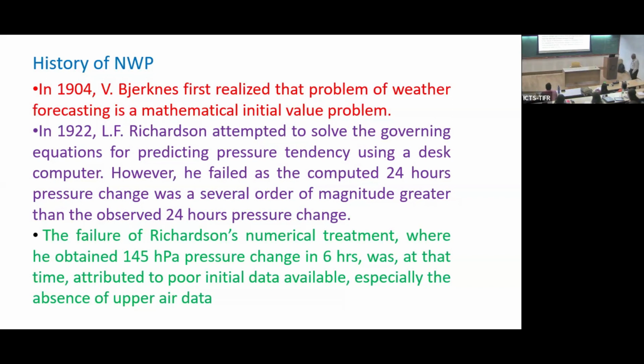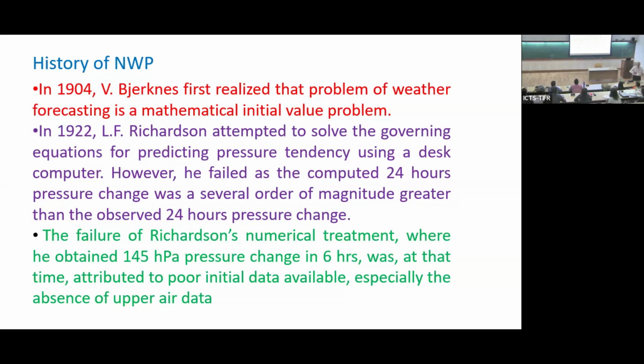However, what happened was, that was during the end of the First World War, and he took a lot of time. In fact, he is supposed to have taken 6 months to give a forecast of 3-hour pressure change at London, and the 6-hour pressure change turned out to be 145 hectopascal. 1 hectopascal is 100 pascal. So obviously something was terribly wrong. You just cannot have a pressure change in 6 hours of 145 hectopascal. So this was a big disappointment at that time.